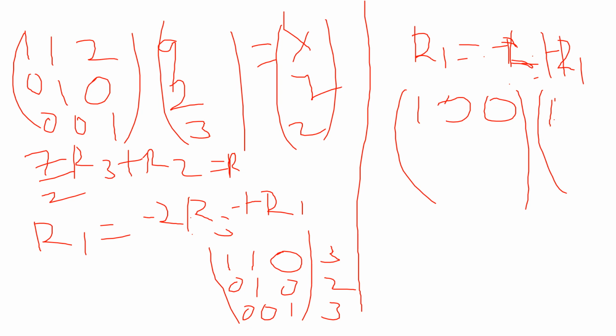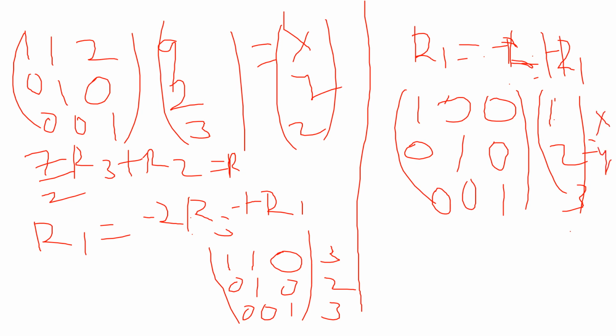And then the other values are not changing, so here it is a 0, and then here it is a 1, and then here it is a 0, and here we have a 0 and a 1. Then remember, these ones have not changed, so it is a 2, and this one is a 3, and this one should give us the values of x, y, and z.